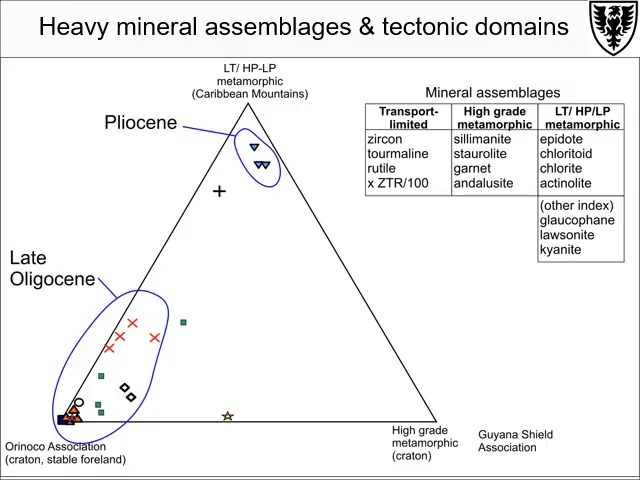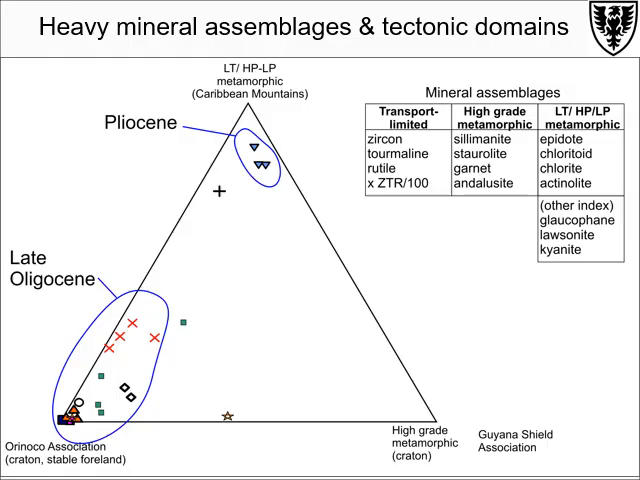Similarly, we look at suites of minerals that are very characteristic of metamorphic rocks, in particular the sillimanite, staurolite, garnet, and andalusite assemblage, very characteristic of more high-grade metamorphic domains. And then lastly, we have the low temperature, high pressure metamorphic suite characterized by epidote, chloritoid, chlorite, and actinolite. That suite tends to be fairly representative of more low-grade greenschist type facies, which are actually fairly common around the margin today.